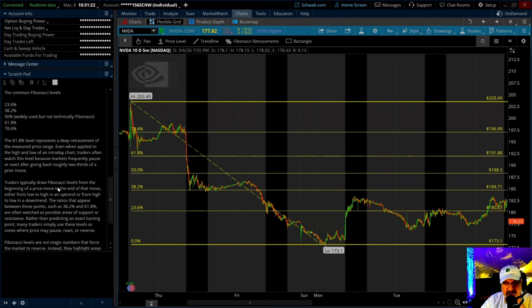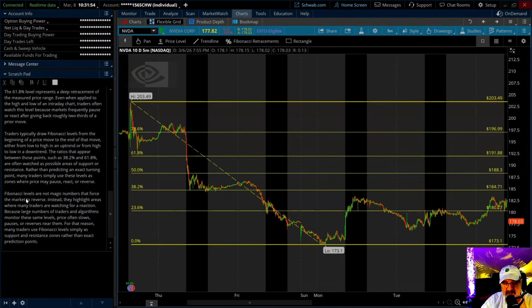So typically, traders draw Fibonacci levels from the beginning of the price move to the end of the price move, either from the low to the high in an uptrend or from the high to the low in a downtrend. Always left to right, guys. The ratios that appear between those points, such as 38.2 and 61.8, are often watched as possible areas of support or resistance rather than predicting an exact turning point. Many traders simply use these levels as zones where price may pause, react, or reverse.